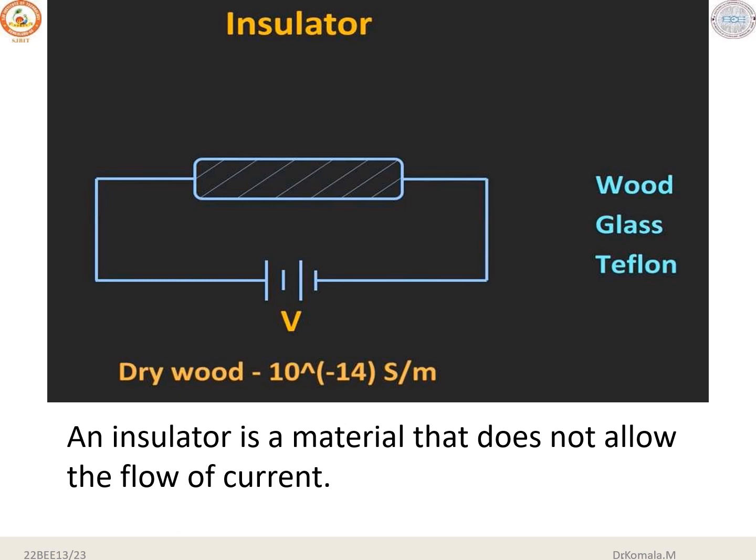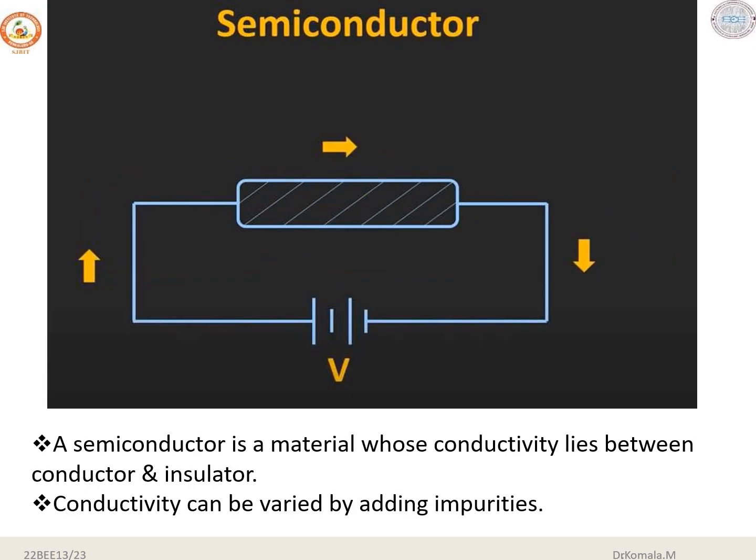The best examples of insulators are wood, glass and Teflon because they will not allow the conduction of current through them. Coming to the third type of material, which is the semiconductor. A semiconductor is a material which has a conductivity lesser than a conductor whereas greater than an insulator. So a semiconductor can be defined as a material whose conductivity lies between a conductor and an insulator.